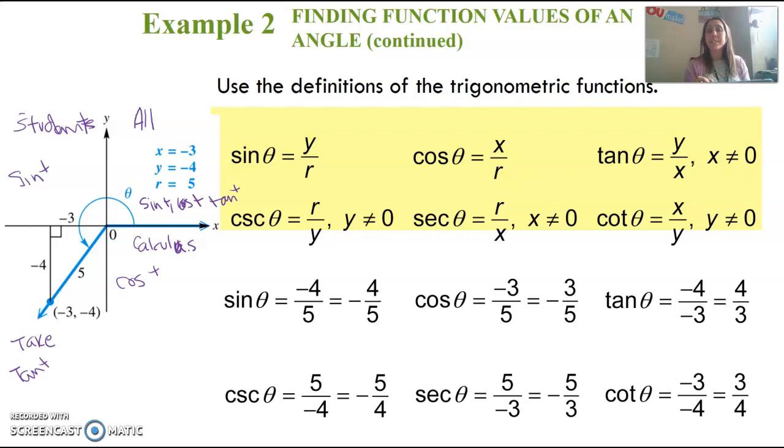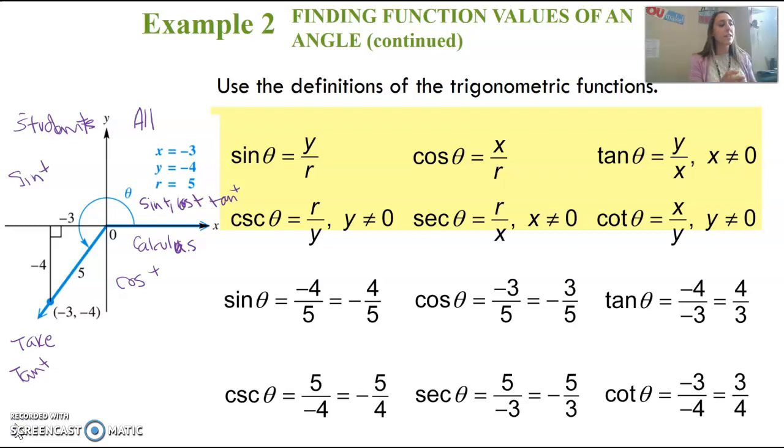So all students take calculus. It's not a promise. It's just letting you know that in the 1st quadrant, all of them are positive. In the 2nd quadrant, only sine is. In the 3rd quadrant, only tangent is. And in the 4th quadrant, only cosine. So you could be asked that in the future.